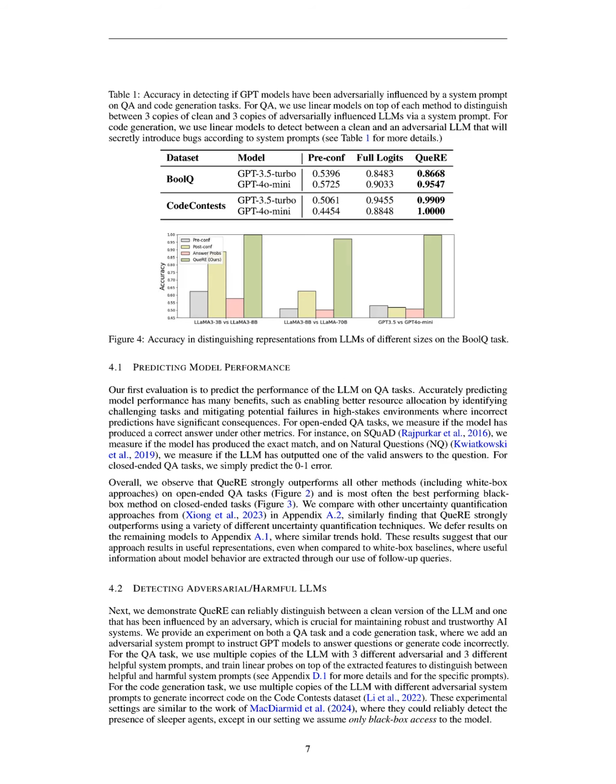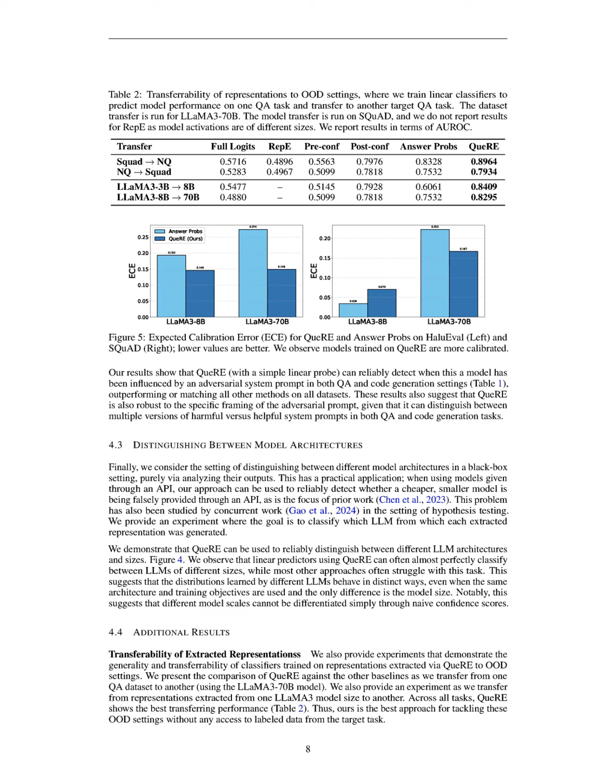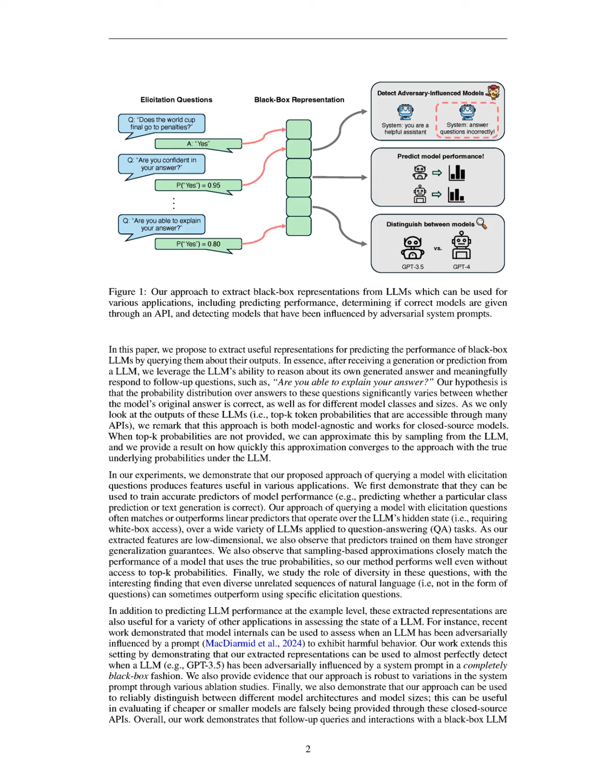The primary metrics for evaluation included accuracy in predicting whether the model's answers were correct, measured through exact matches for open-ended tasks and binary error rates for closed-ended tasks. Additionally, we assessed the ability of KRE to detect adversarial influences on LLMs and distinguish between different model architectures, demonstrating its robustness across various experimental settings. Overall, our results indicated that KRE consistently outperformed other methods, including those that require white box access, highlighting its utility in predicting model performance and behavior.